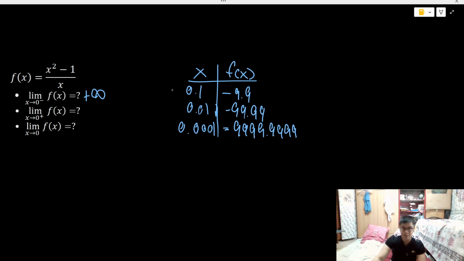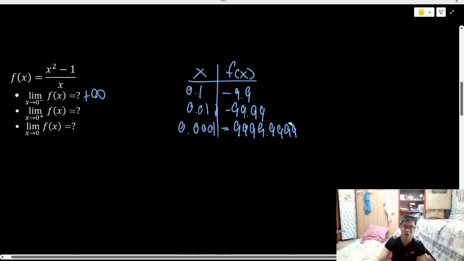So as our x values approach 0, we have these results, and these results do not approach a single value, just like the limit from the left, but instead it is decreasing. The value is actually decreasing. Because here it's negative, then we have another value that's not even close to negative 9.9. The numbers are increasingly large, but since it has a negative sign, it means it's decreasing. So the values are decreasing.